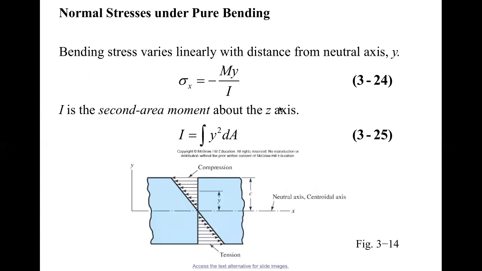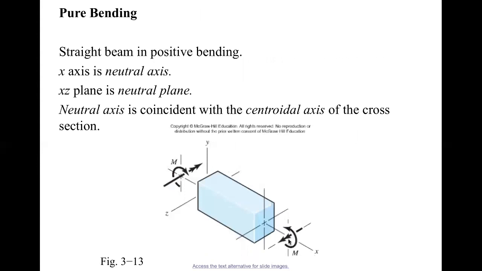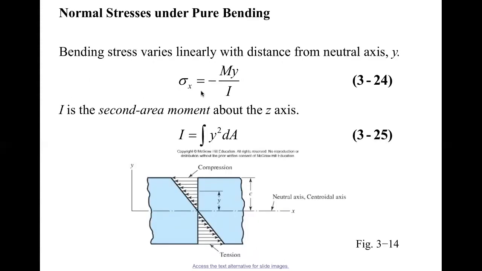Under pure bending, the beam is subject to normal stress. We also call it bending stress, sigma, and the stress direction is in the x direction. So if you apply the bending moment M here, you can imagine that we have bending stress in the x direction. That's why I call it sigma x. Sigma x equals minus My over I, and M is the bending moment.